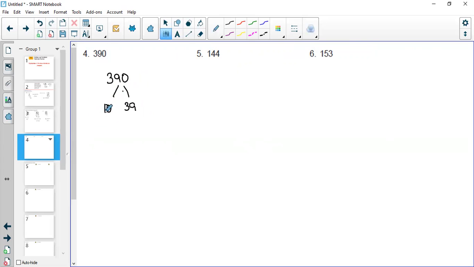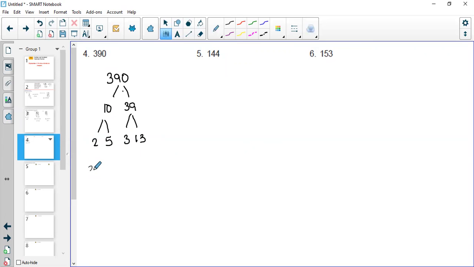Okay, so further I can still divide this because they are not prime numbers. 10 is not a prime number, so 2 and 5. What about 39? 39 also can be divided again as 3 and 13. Now check once again, are they all prime numbers? Is 2 a prime number? Yes. Is 5 a prime number? Yes. Is 3 a prime number? Yes. And 13 is also a prime number.